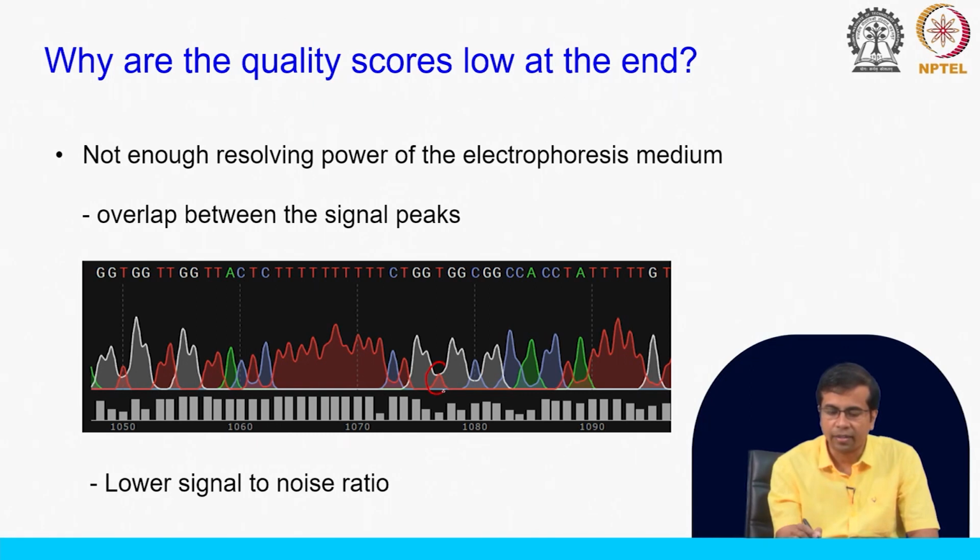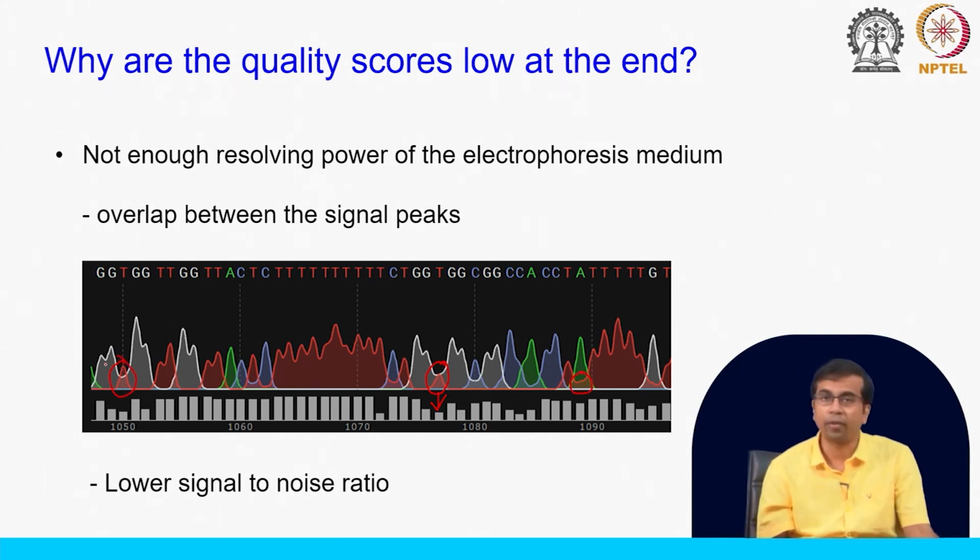For example, here you can see the signal is for this T, in red, but there is also background noise in gray, which is for G. This background noise is almost equal in magnitude to the signal. That is why the quality score, if you notice, is substantially lower here. This is the situation you will probably see in many places. The quality score goes down because the signal to noise ratio goes down. You can notice these events if you look at this chromatogram data carefully, you will see this lower signal to noise ratio.